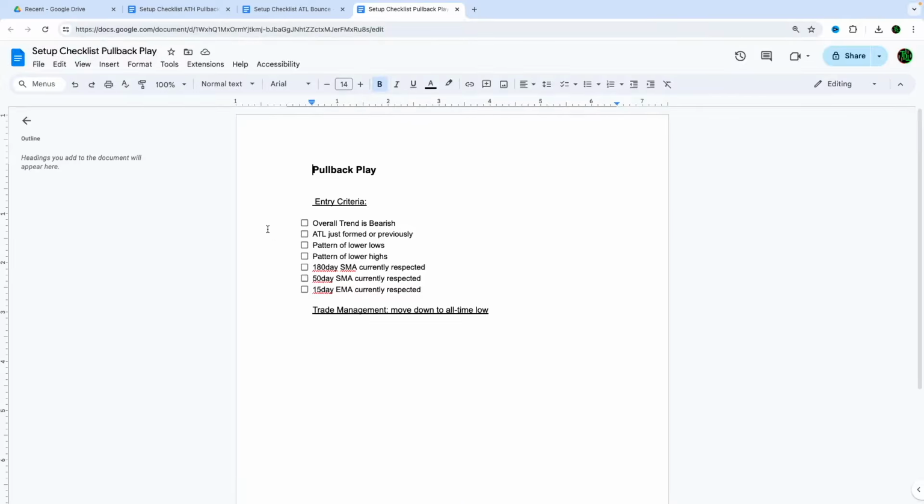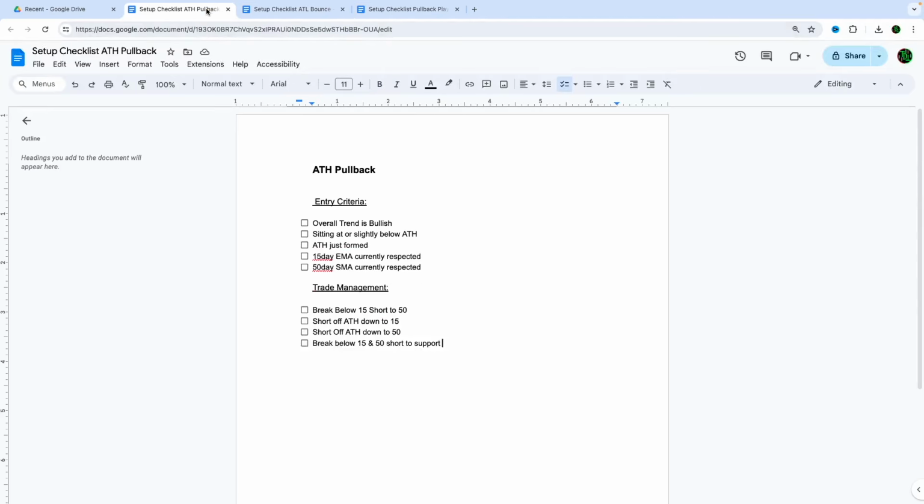You know, overall trend is bearish. We just saw that an all-time low was just formed or previously. We're essentially just going to play that move and short down to that all-time low. And we want to see these moving averages being respected. All right, so those are the 3 setup checklists and what you should be looking for as far as entry criteria and how you're going to go about managing each trade, based off of whatever setup you are actually trading. Hope that helps.